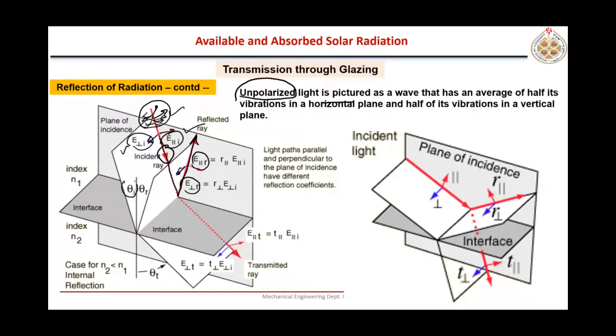Here is theta I, the incident radiation, that is the reflected radiation, and that is the refracted radiation. The same thing is shown here. Here is the light which is assumed to consist of two parts. One is perpendicular to the plane, one is parallel to the plane. After reflection, again it will have two parts, the reflected part perpendicular to the plane, and the reflected part parallel to the plane. Similarly, the part which is transmitted also has two parts, one perpendicular to the plane and one parallel to the plane.